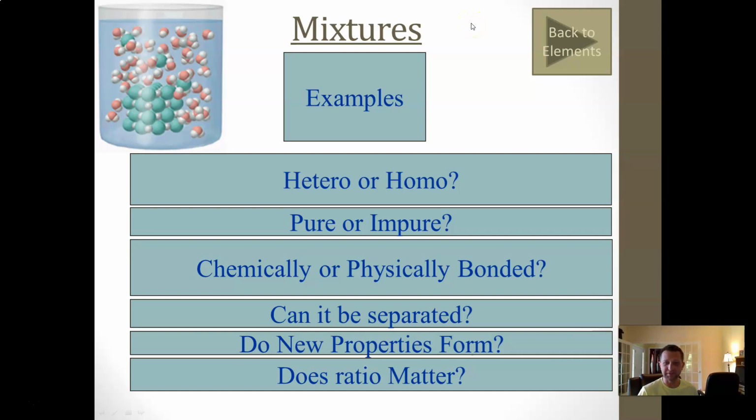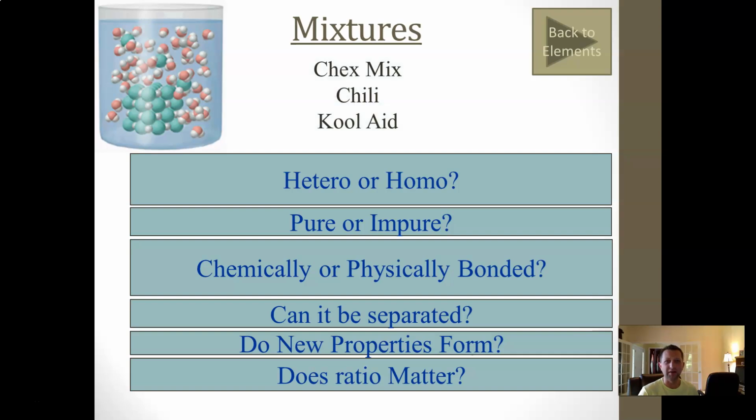Let's take a look at mixtures. Most things are mixtures. Okay, a lot of things are mixtures. So examples I have might make you hungry: Chex Mix, chili, and Kool-Aid. All right, so I have 2 mixtures here that are basically solid components, and then Kool-Aid is, before it's actually a solution, a solid and a liquid, and you have some dissolving going on there, but you can see that these are examples of mixtures.